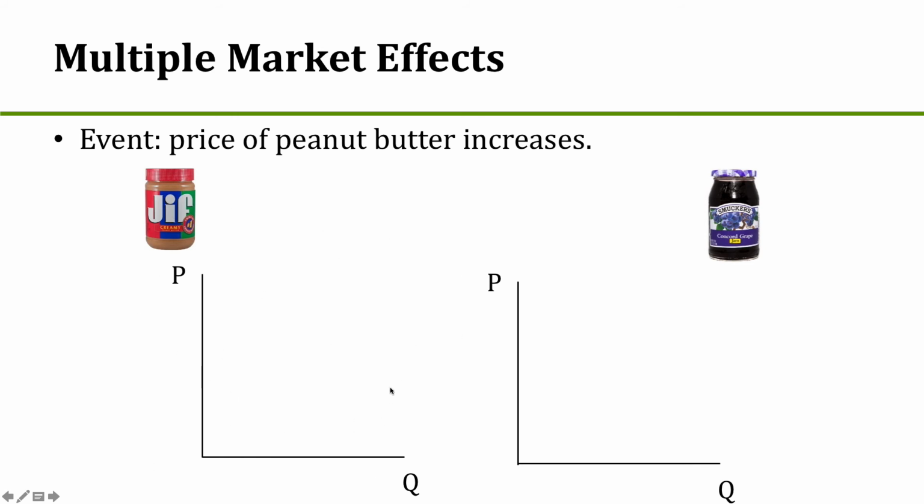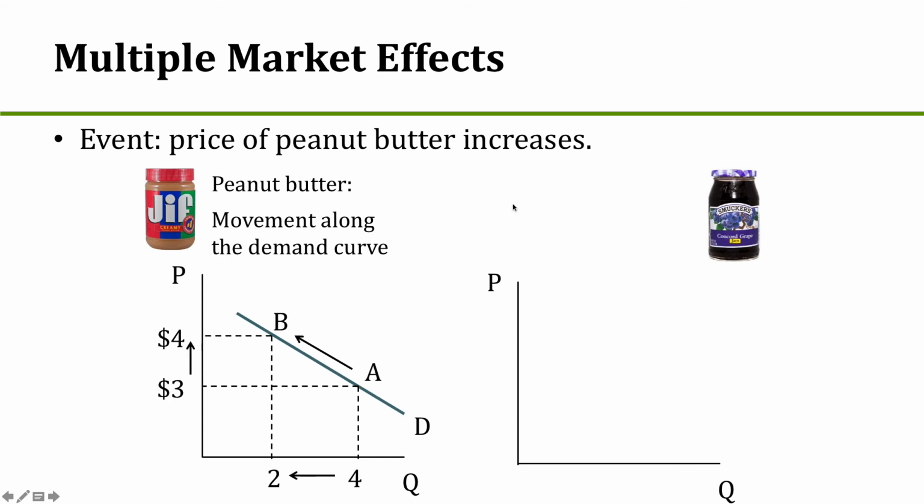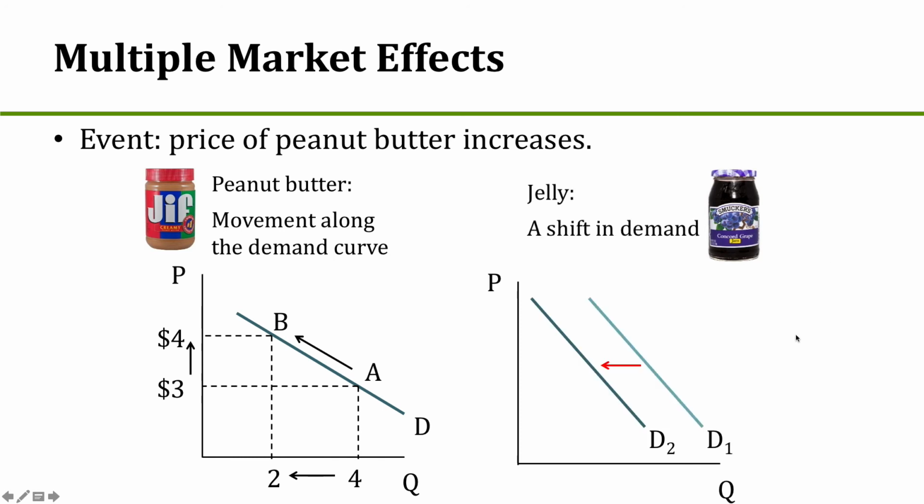Then this change in the peanut butter market will affect the jelly market. So the price is increasing. That's why we are moving from point A to point B, a movement along the demand curve. And we know that we want to eat our peanut butter always with jelly. These are complements. That's why, since you are consuming less peanut butter, you want to consume less jelly. This will cause a shift in the demand of jelly, and the demand will shift to the left.